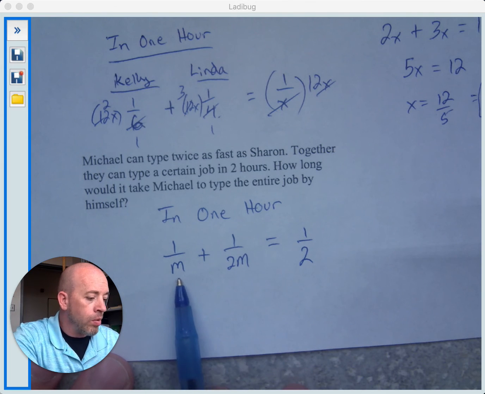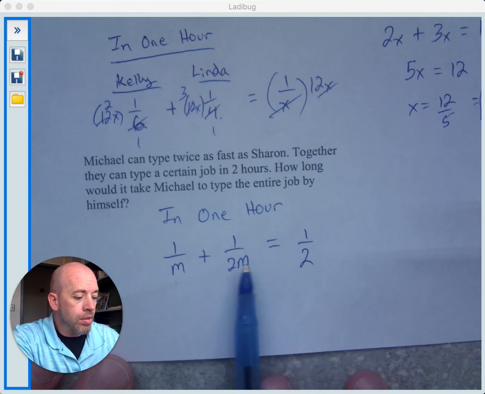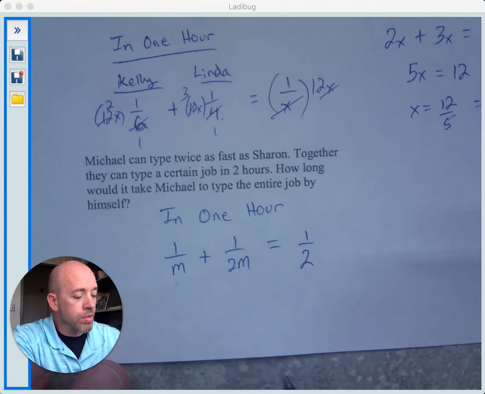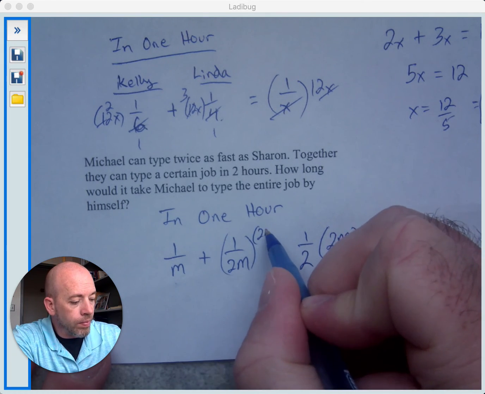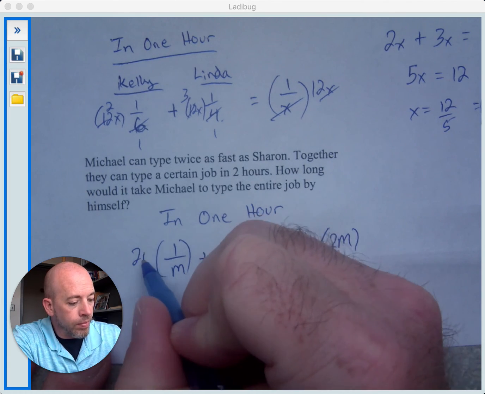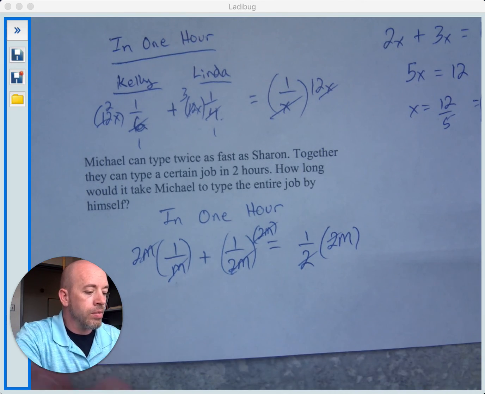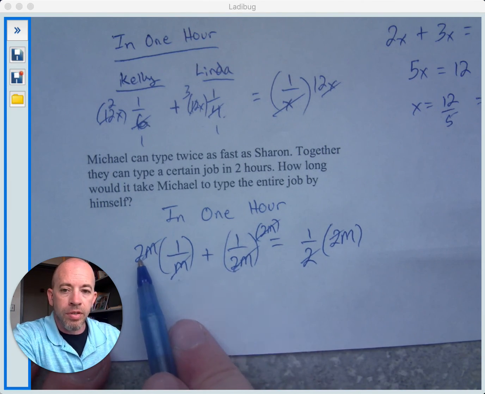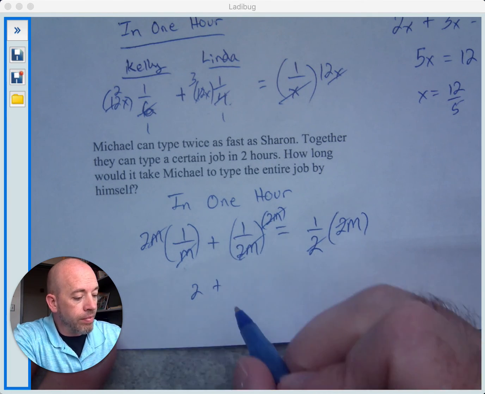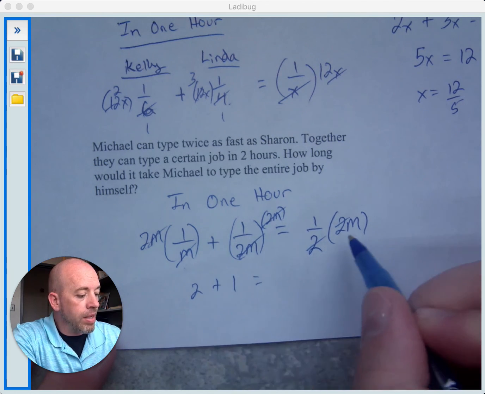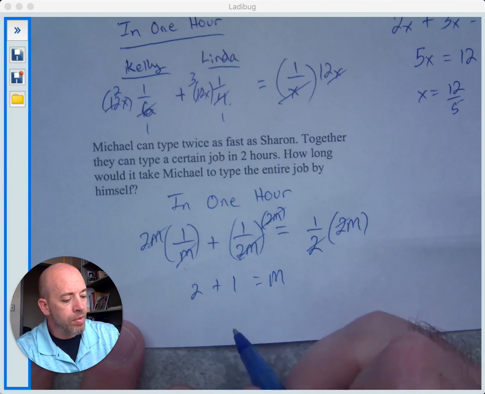So what is your common denominator here? What do m, 2m, and 2 all go into? Well, 2 will go into 2m, m will go into 2m, so let's just multiply everything by 2m. The m's cancel here, 2m's cancel there, the 2's cancel here. Let's see what we have left, right? So here we just have a 2. Here we have just a 1, right? And here we have just an m. That comes out real nice. So 2 plus 1 equals m, 3 equals m.